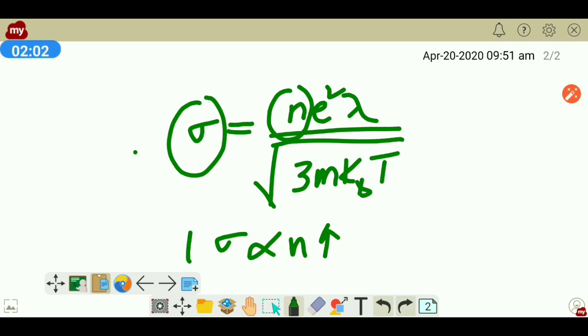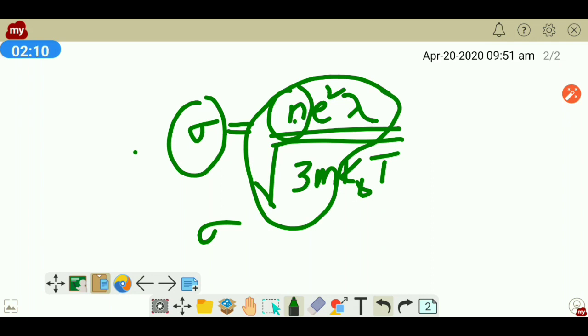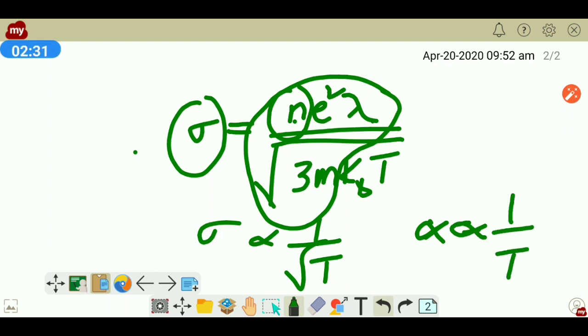And if you look again, it is giving a relation that if all the other terms, n, e, lambda, the mass of the electron and kB, are constant, sigma is inversely proportional to root T, which is not true at all. Experimentally, if you do experiments, the relation is like this: it is not sigma inversely proportional to root T, it is sigma inversely proportional to T directly. Correct? So in this formula many flaws and mistakes were experimentally proven wrong, but theoretically they were correct, as we proved yesterday.